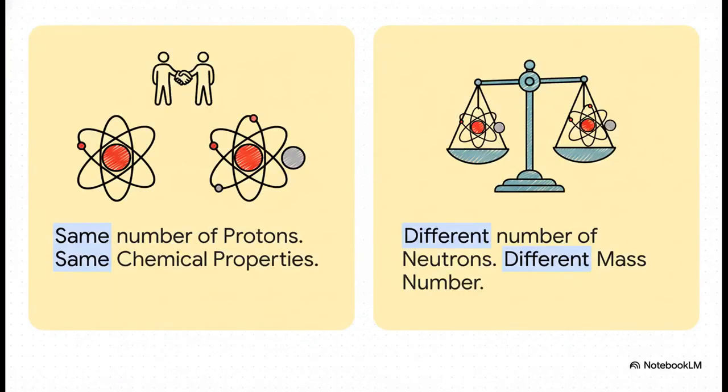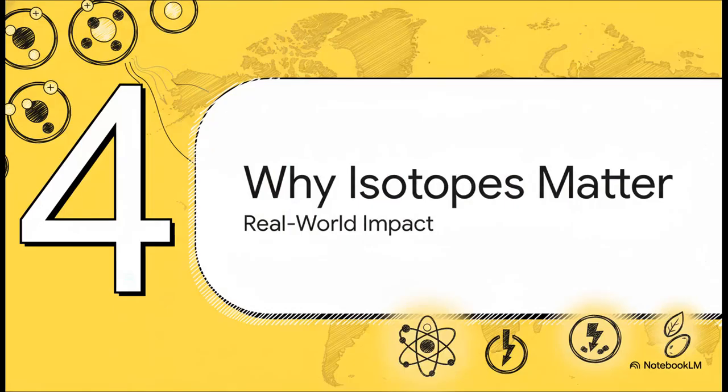So, here's the main takeaway. Since isotopes have the same number of protons, they behave the same way chemically. They are the same element. But that different number of neutrons changes their mass, and this is a big one. It can also affect how stable they are. So you might be thinking, okay, a few extra neutrons, who cares? Well, it matters a lot. Because that little variation is the key to some seriously powerful real-world applications.